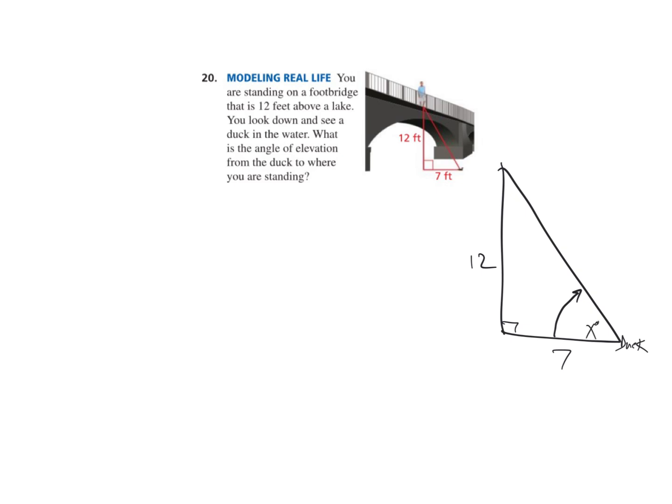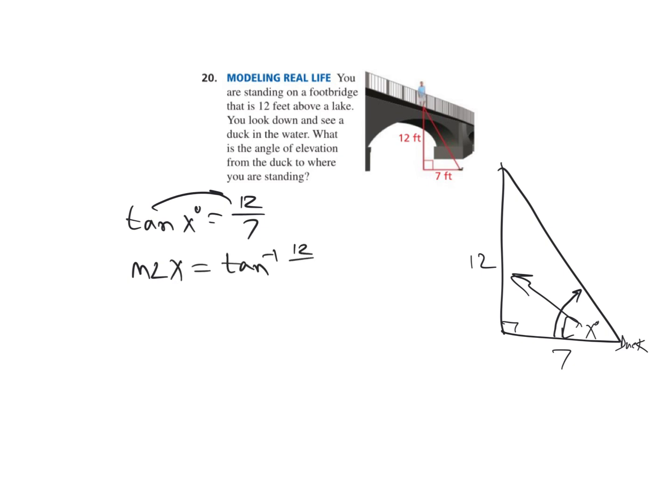So it wants to know that degree again. Well, what positions do we have? We have the opposite leg and the adjacent leg. So that's tangent of x equals 12 over 7. So we need to get the measure of angle x by taking the arctangent of 12 over 7. 12 divided by 7 is 1.71428, and we take the arctangent of that. So the measure of angle x is 59.7 degrees. That's the angle of elevation from the duck to you, because it's so important to know that. Not.